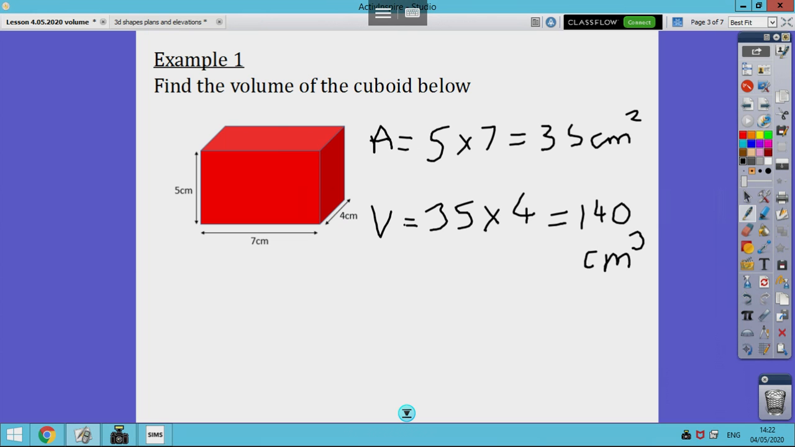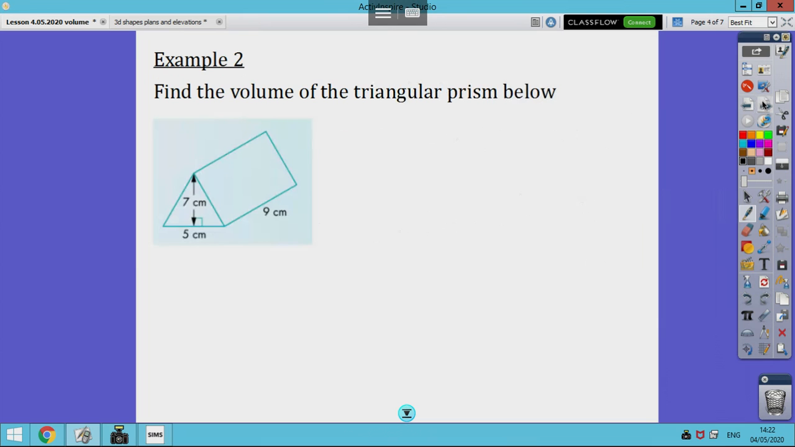So if you want to pause and just copy a few bits down, you do that now before we move on to the next one.